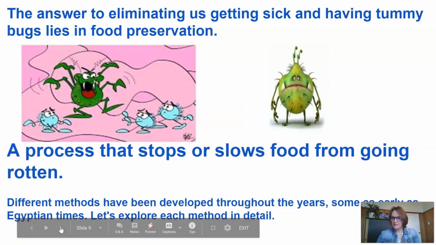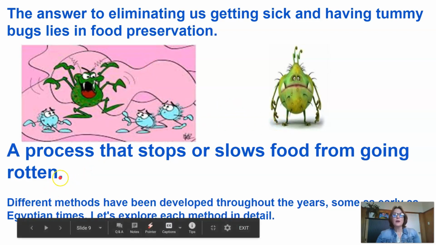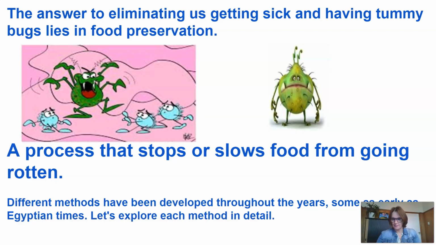How do we get rid of these terrible microbes? Well, the answer to eliminating them and to preventing us from getting sick and having tummy bugs lies in food preservation. They actually look quite nasty. Food preservation is a process that stops or slows food from going rotten. Different methods have been developed throughout the years, some as early as Egyptian times. Let's explore each method of food preservation in detail.